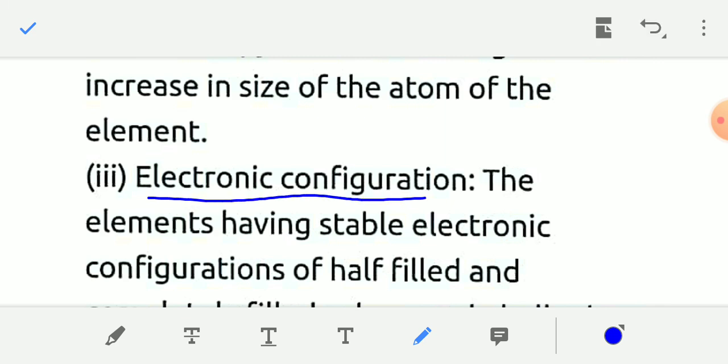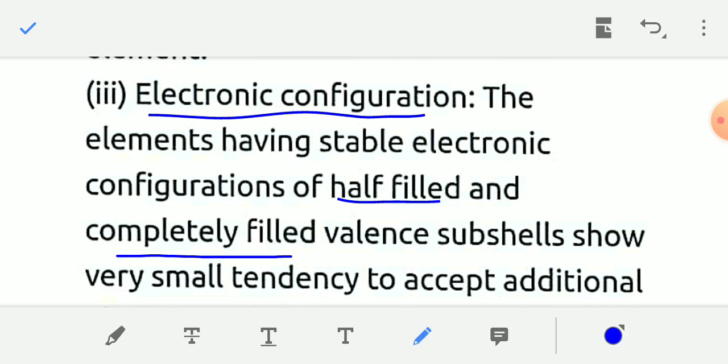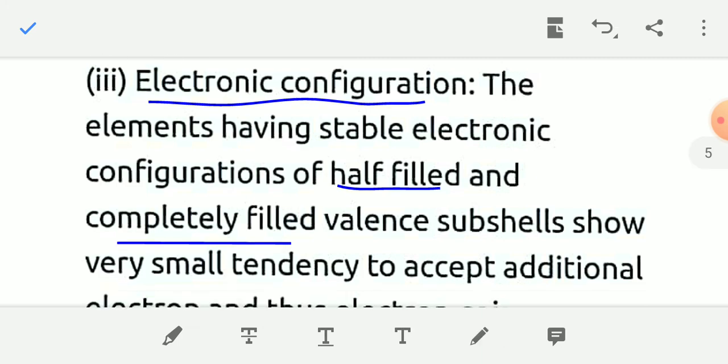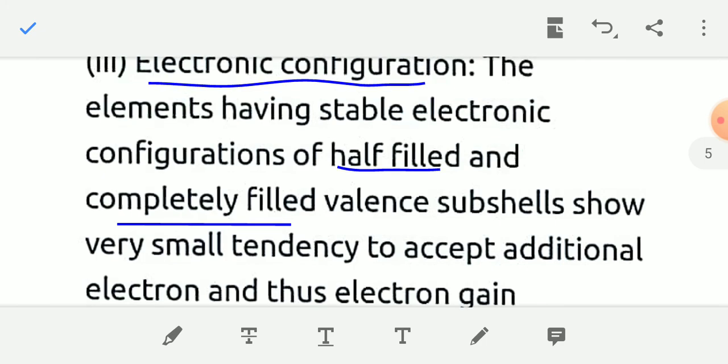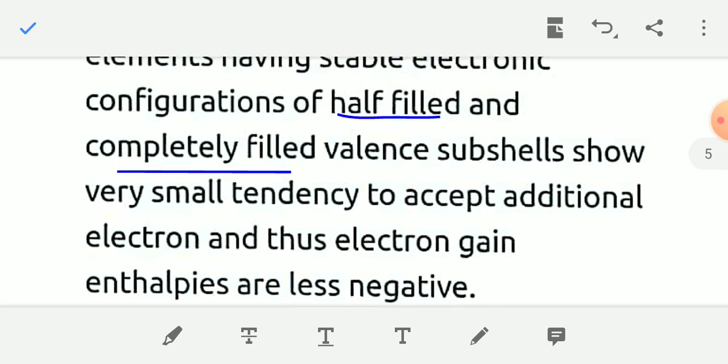The next factor is electronic configuration. Elements having a stable electronic configuration of half filled or completely filled valence shell have a very small tendency to accept an additional electron, and thus their electron gain enthalpies are less negative.